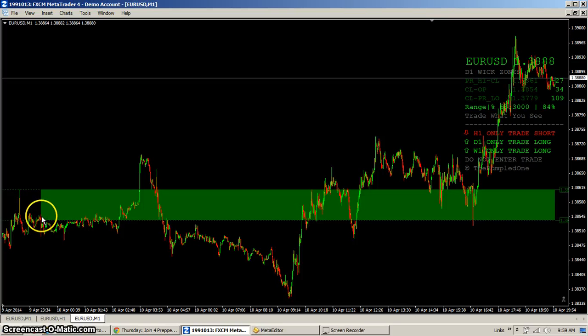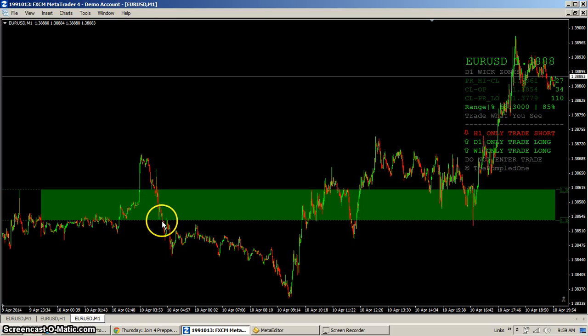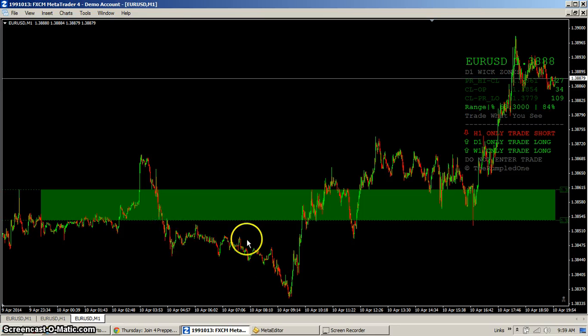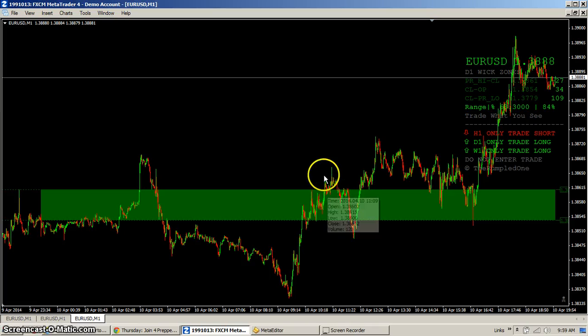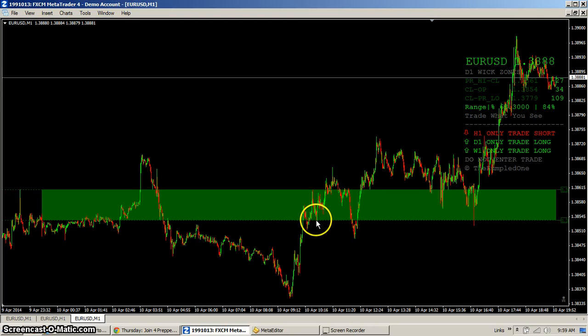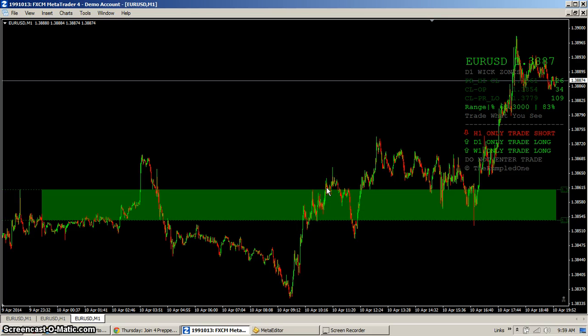You see here, you could have taken that short. You could have gotten out of that trade. Here you could have gone long. This is a 1 minute chart. You could have made money. You could have gone long again and made money. You could have gone short here and made money. Now, you could have gone long here and made money. Now here, if you would have gone short, you would have gotten stopped out.